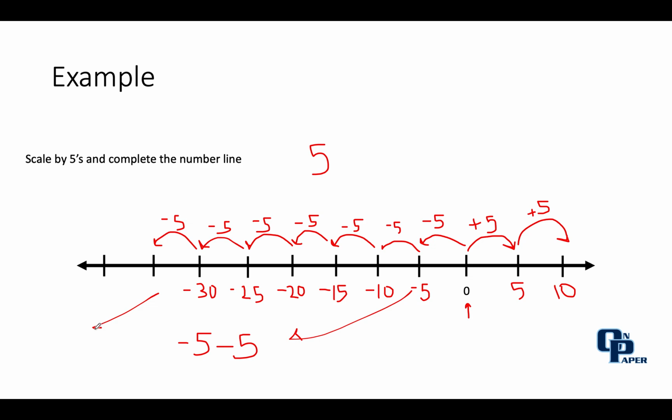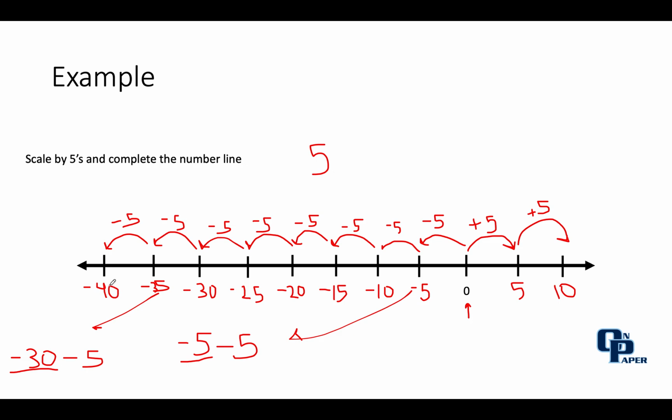And then again, our math on this one, we have negative 30 minus 5. And that'll get us a negative 35. Notice that each time I started with the number on my number line, not what we were adding or subtracting by. So each time you want to start with the number on your number line, then subtract it by what our scale is. And the last one, negative 35 minus 5 is negative 40.